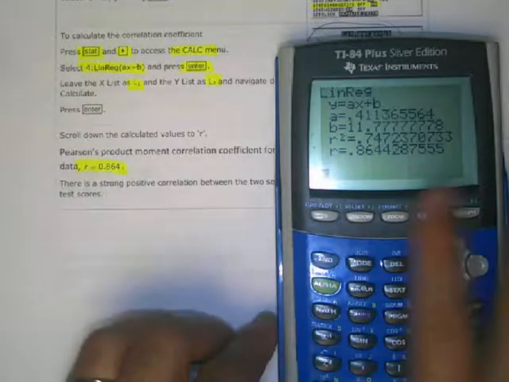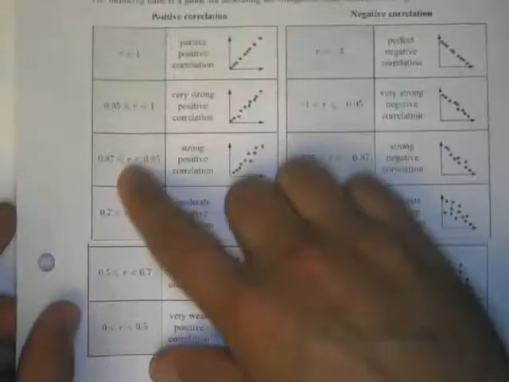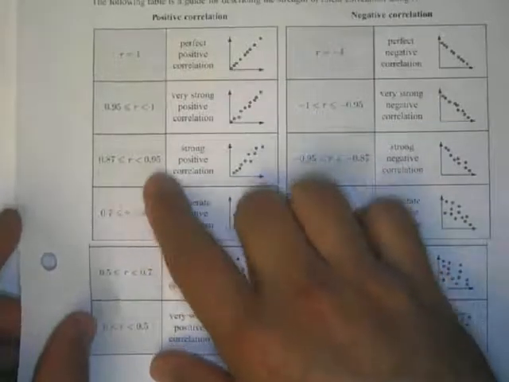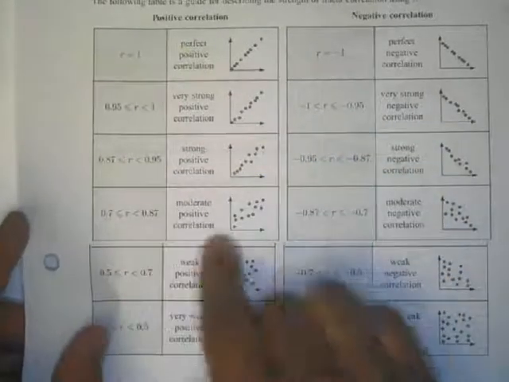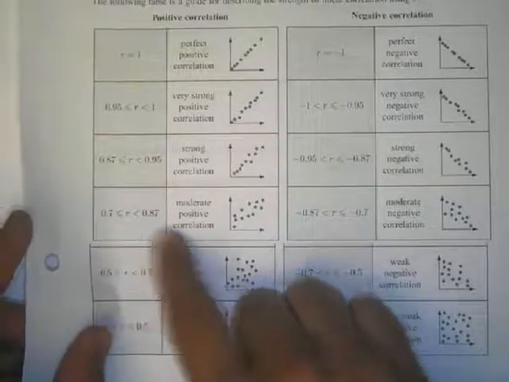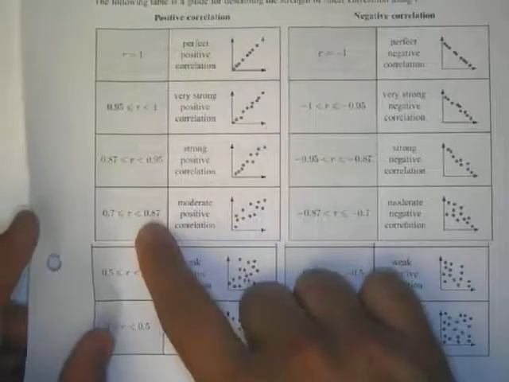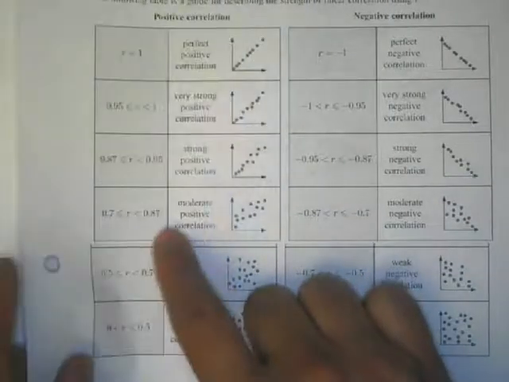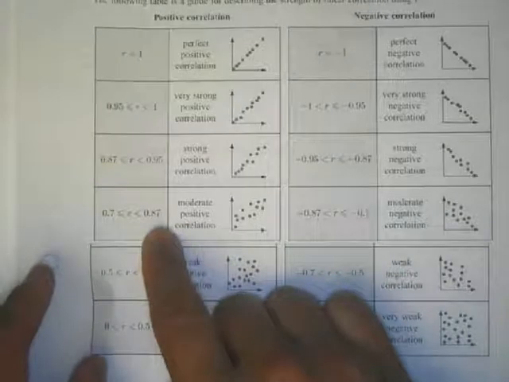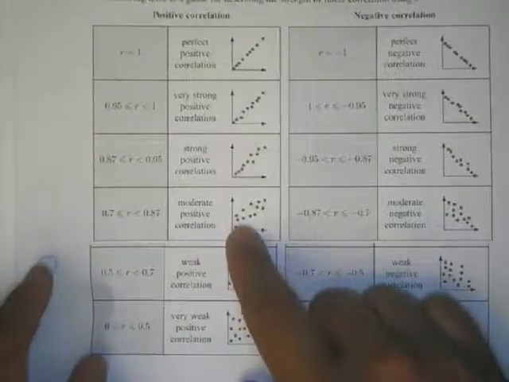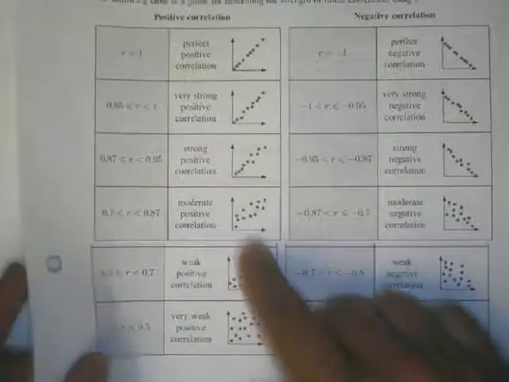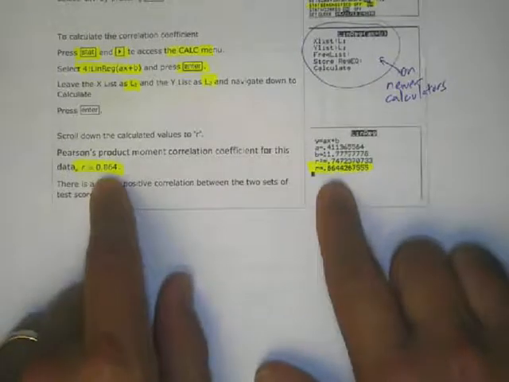0.864. And if I look at my table from over here, 0.864 gives me a moderate positive correlation, because 0.86 is in between 0.7 and 0.87. So this would give me a moderate positive correlation with this r value.